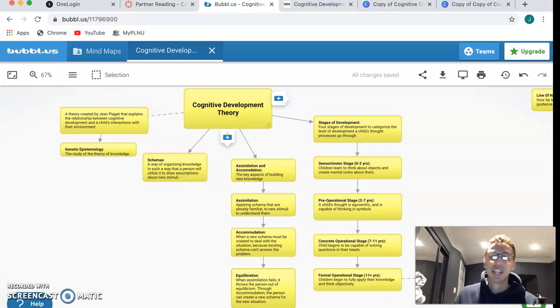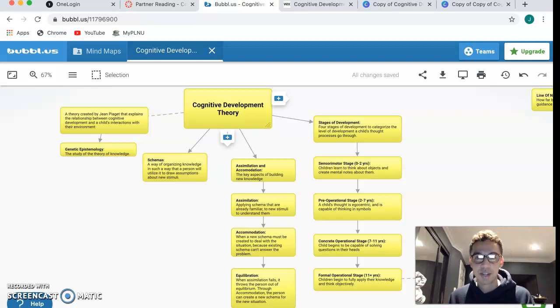Moving on to the concrete operational stage, which is from 7 to 11 years old. In this stage, a child begins to become capable of solving questions in their own heads, right? So they don't necessarily need to go out and do things physically to find the answer that they're looking for. They're able to think about it, right? They have that sense of cognition now, and they can just do it in their head.